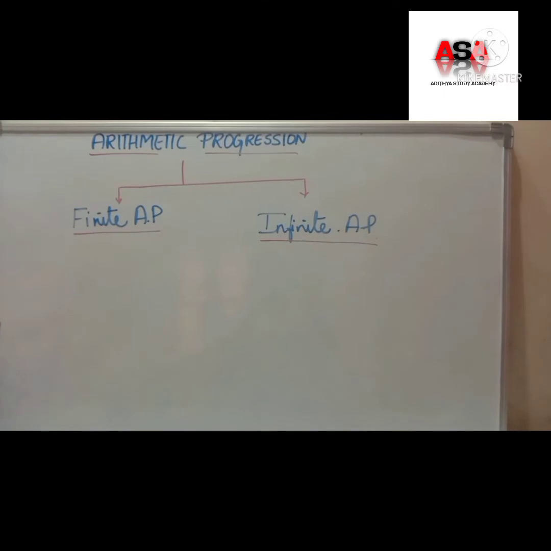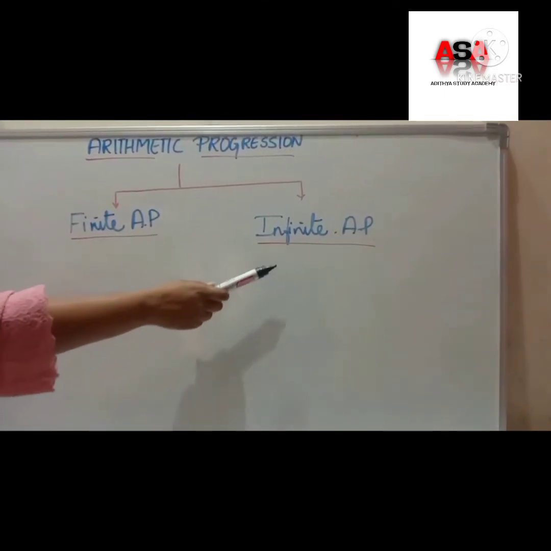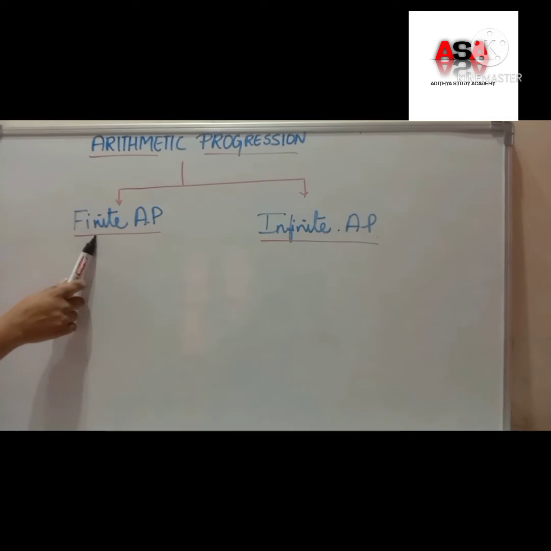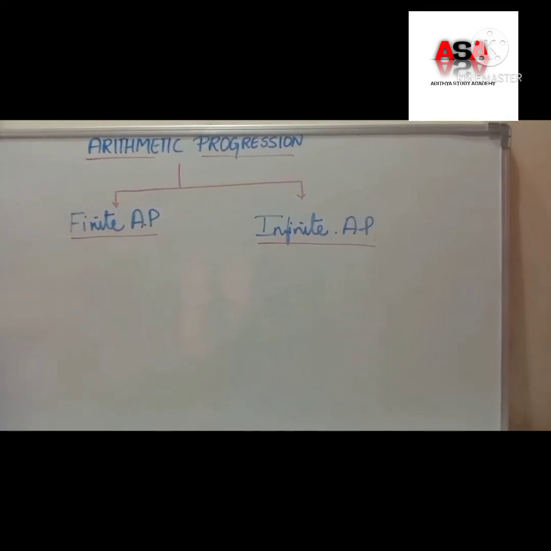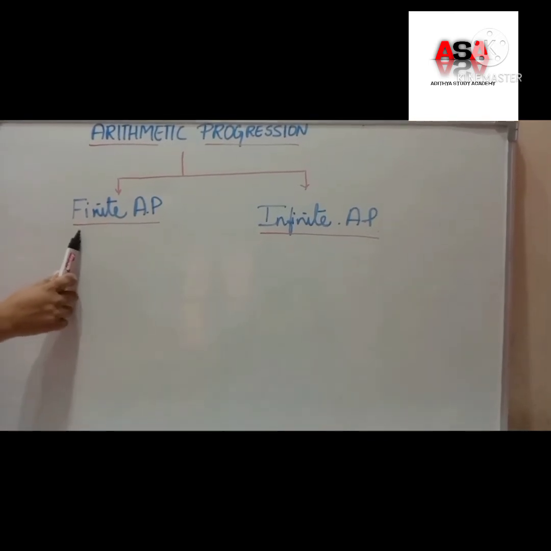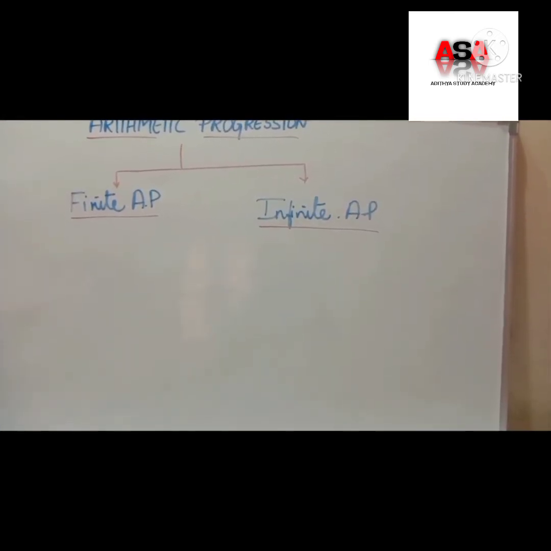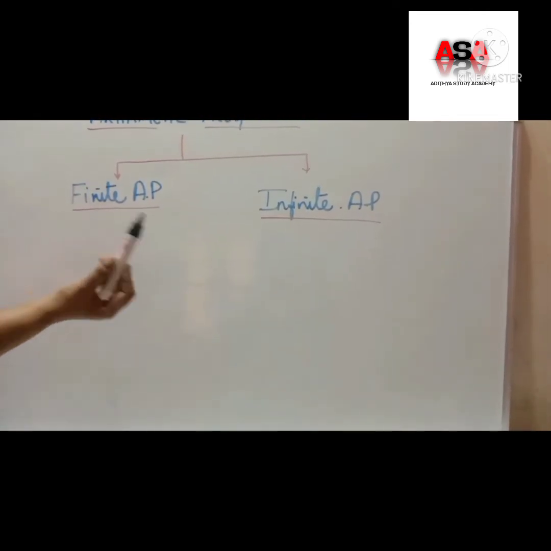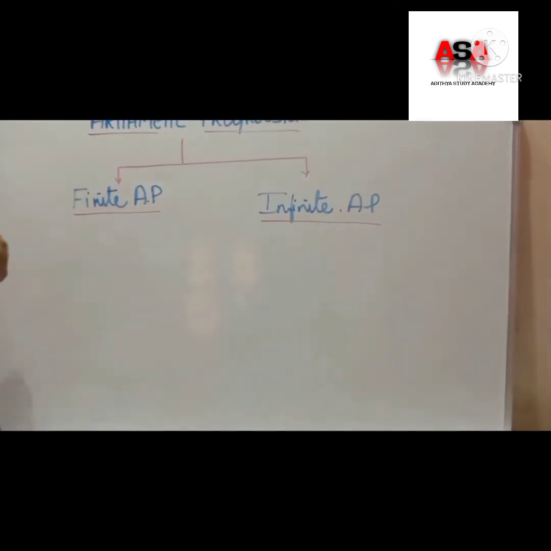Next, in arithmetic progression, we have two types: one is finite AP and the other is infinite AP. You might know what finite and infinite mean, right? What do you mean by finite? Anything which can be counted is called finite. And what is infinite? Anything which cannot be counted is infinite. Like that, in arithmetic progression also we have finite AP and infinite AP.